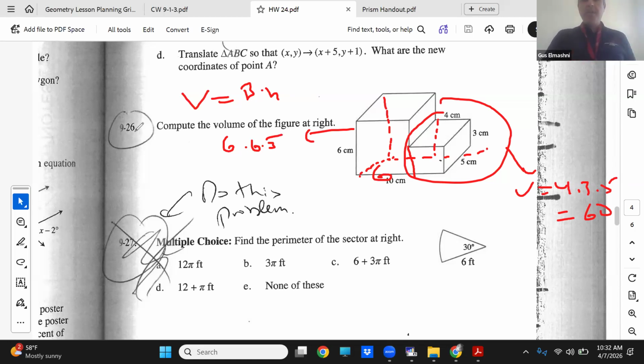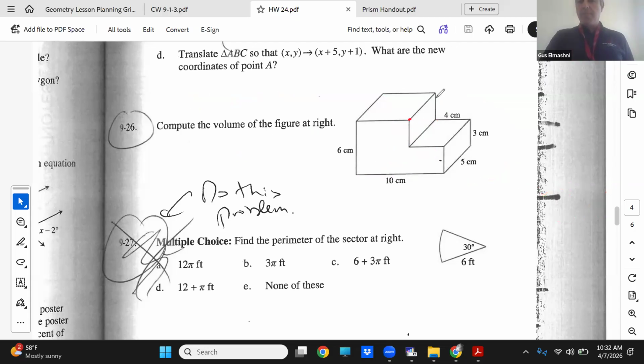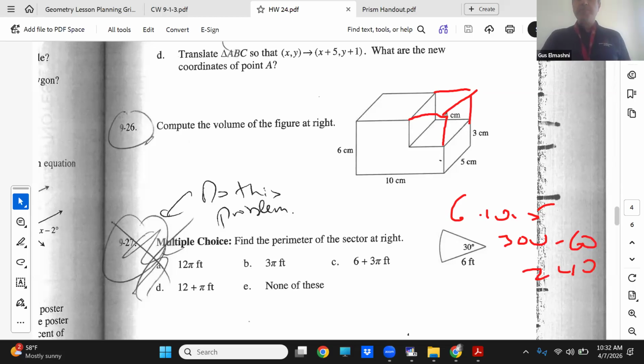Another way you could do it is to try and make this a more complete prism and subtract that imaginary one I just drew. In this case, it's 6 times 10 times 5, which is 300, but then take away that little one, which I know is going to be 60. So that's yet another approach you could take as well. That'd be 240. Either way is fine.